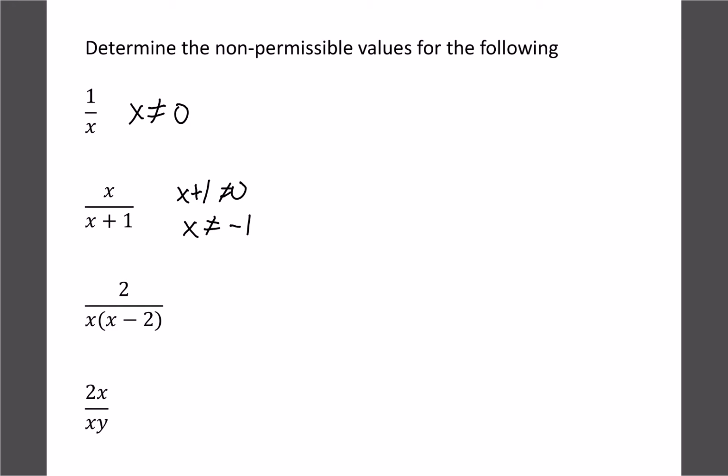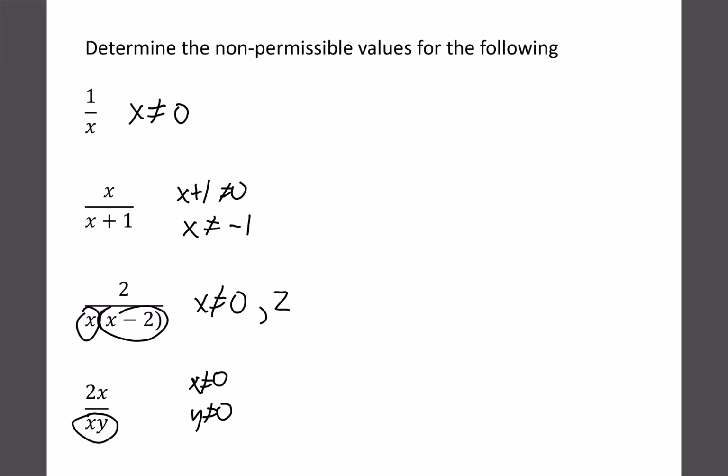And now the one below it, we got two separate factors. The x by itself will be just like the first one. It can't be 0. And then the x minus 2, 2 can't be 0, so 2 minus 2 would give you 0. So you get a couple different options. This next one, we've got two different letters, x and y, and we just write it as both of them can't be 0. Okay, so those are pretty straightforward, we're just basically looking at the bottom and trying to figure them out.